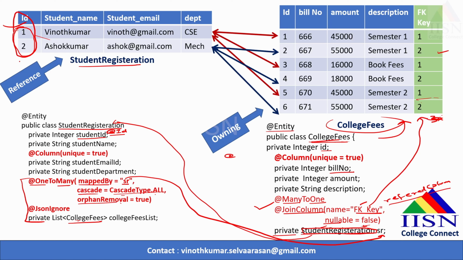Here that should be followed by @JsonIgnore. Why are we using JsonIgnore? When you are referring from the child to the parent, to avoid the recursive calling, we use @JsonIgnore.